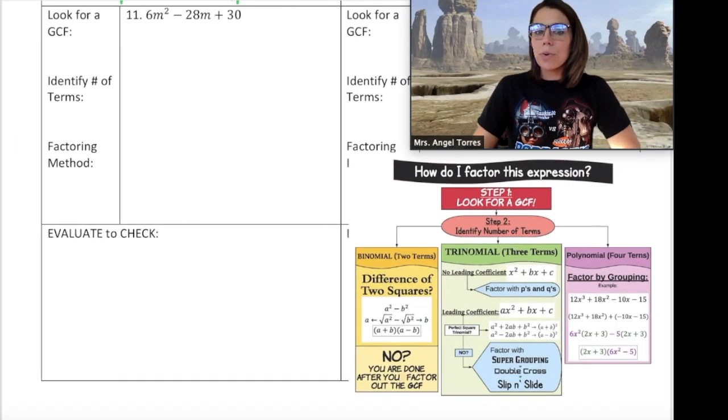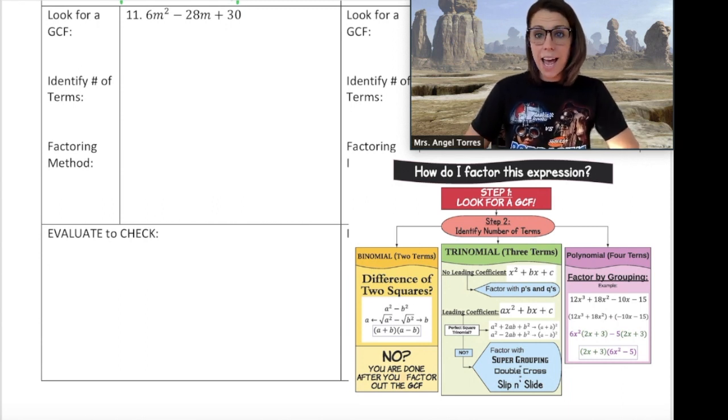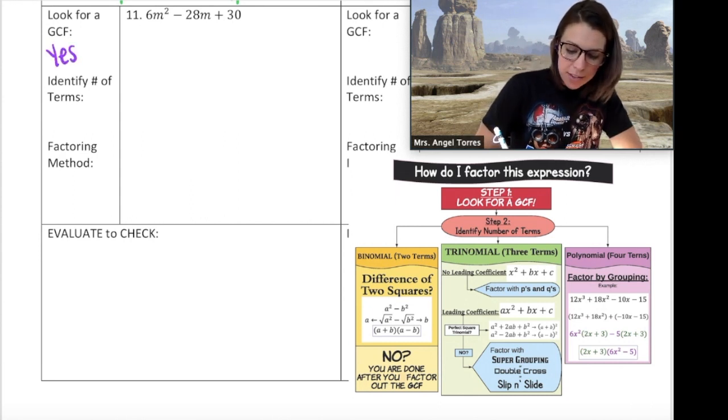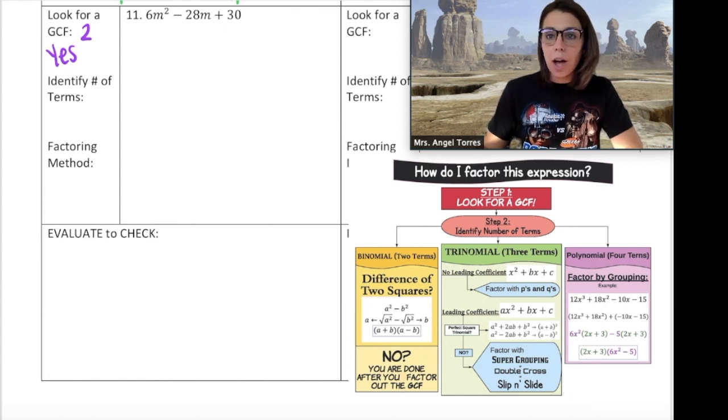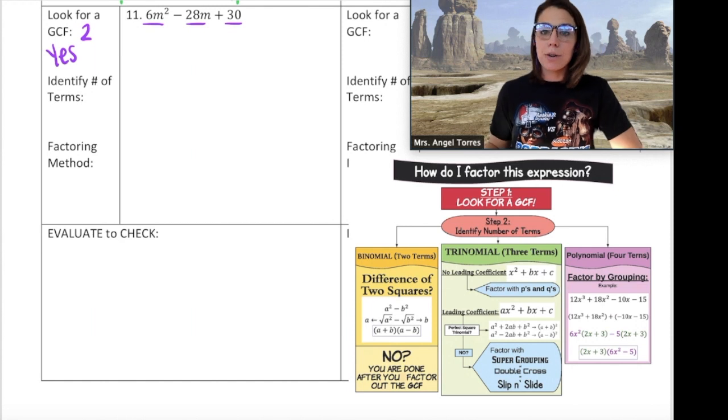Almost done, just 3 more to go. Number 11, 6m squared minus 28m plus 30. Is there a GCF here? You betcha. These 3 terms have a GCF of 2 in common. So start off by factoring out 2 from all 3 terms now.